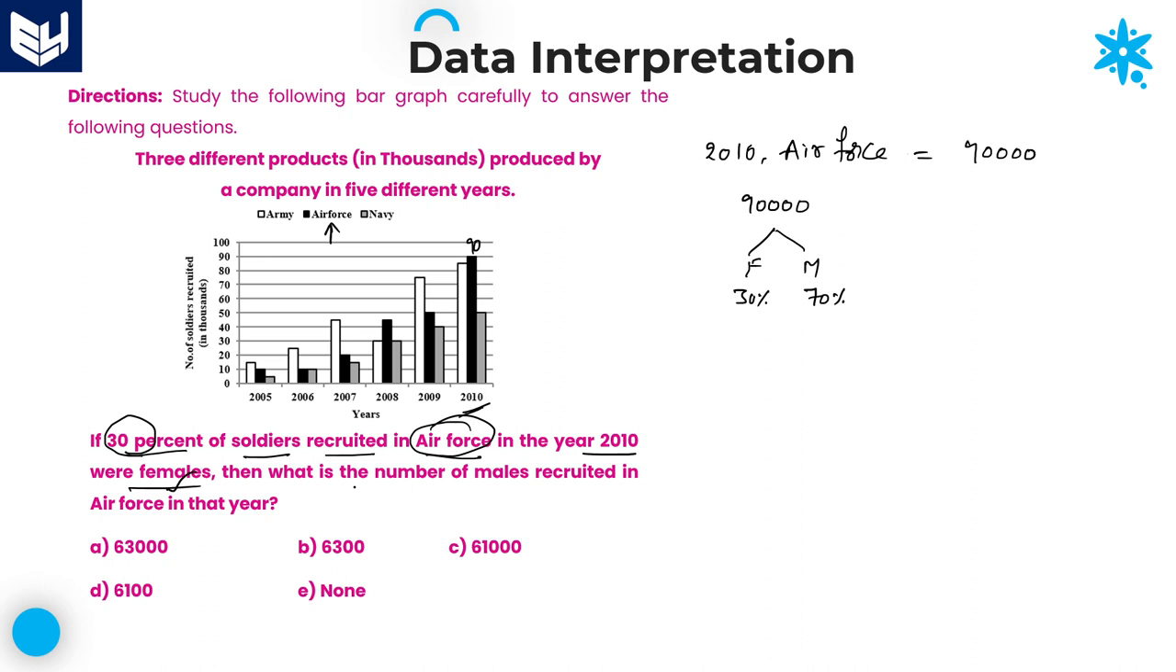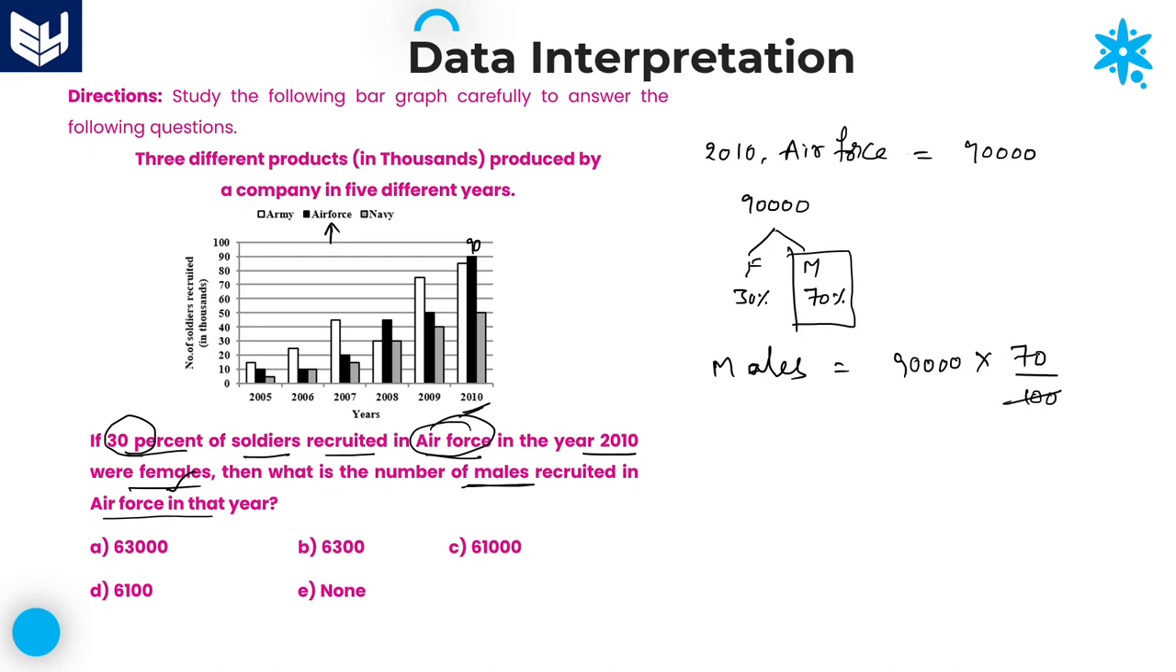Now the question is asking, what is the number of males recruited in Air Force in that year? In this year, we need to calculate the number of males recruited. Males recruited are 70% of 90,000, whereas females are 30% of 90,000, okay? So the number of males is 70% of 90,000.